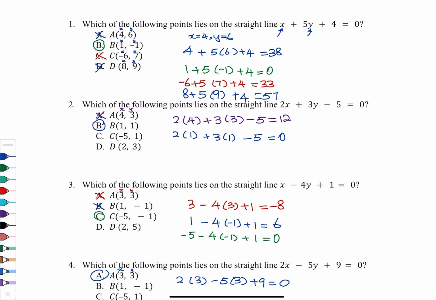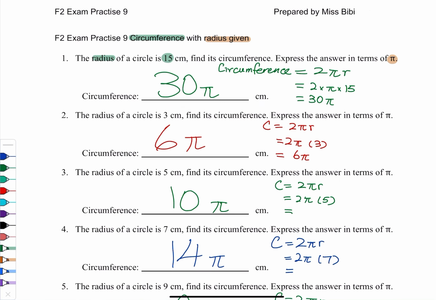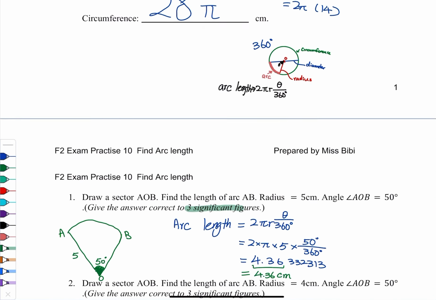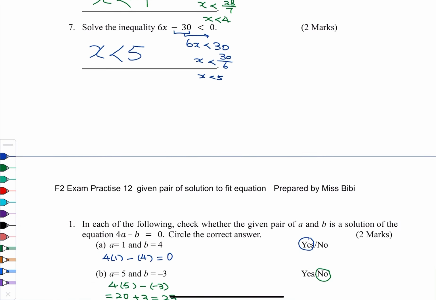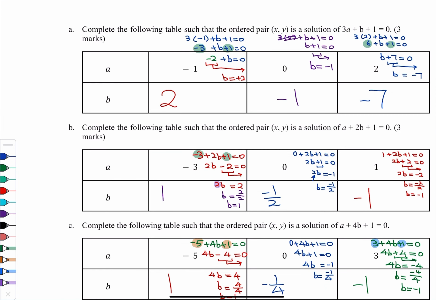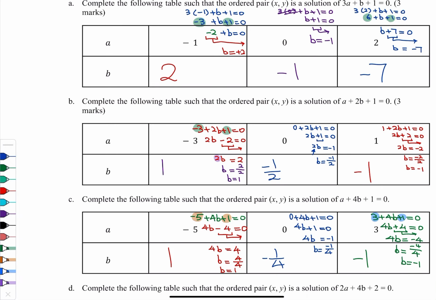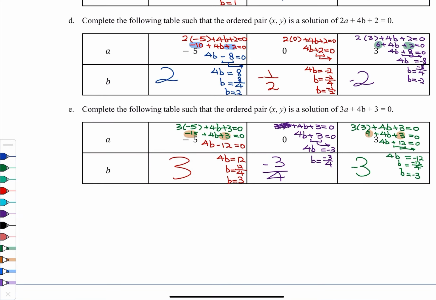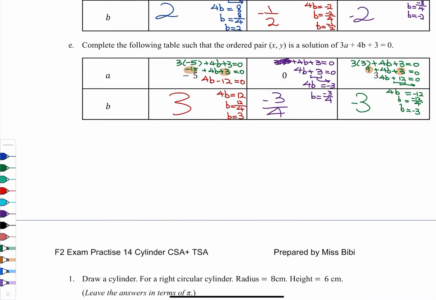We did straight lines to see which point satisfied the straight line equation, of course, and then we found circumference, we found arc length, we solved the inequalities. We also did another solution that will fit the equation, and then we did few more of those because that is a very big topic, remember, simultaneous equation, so it was important. And then you also need to know how to draw, actually, even if I did not make you draw here.